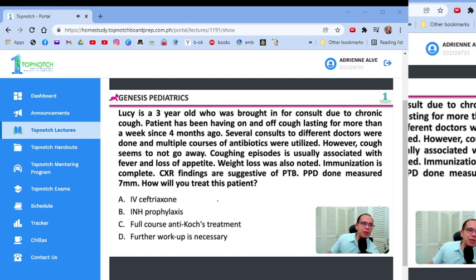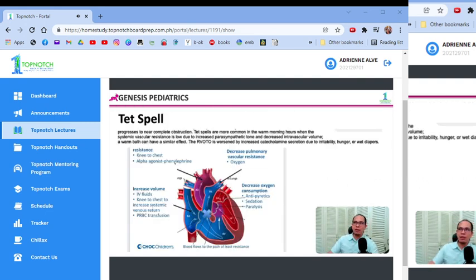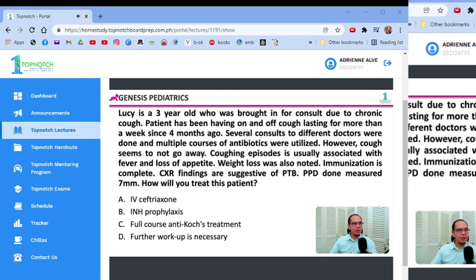Okay? And other management would be to give your phenylephrine. You can also give your beta blockers. Okay? Tama ba? Beta blockers, tama ba? Bicarbonate, morphine, phenylephrine. Yeah, beta blockers to address your infundibular spasm. Okay? So, yeah. Alright, so hopefully we understand the etiology of a low and your TET spell.